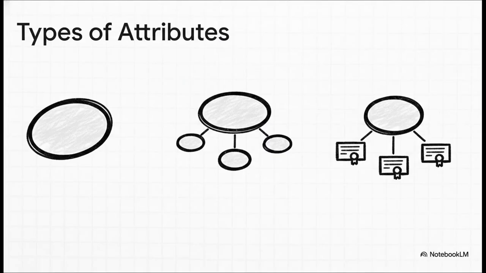But it gets a little more interesting than that. Not all adjectives are created equal. An attribute can be simple, like sex, it's just one single value. Or it can be composite, which means it's actually made up of smaller parts. Think about name, which is really a first name, a middle initial, and a last name. And finally, it can be multi-valued, like, say, previous degrees, where one person can have several different degrees we need to list.